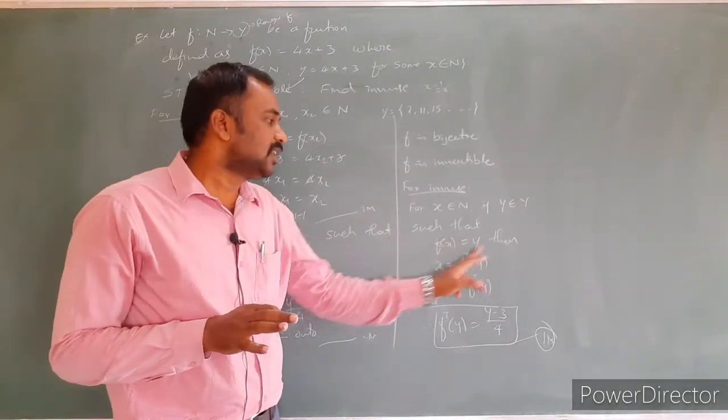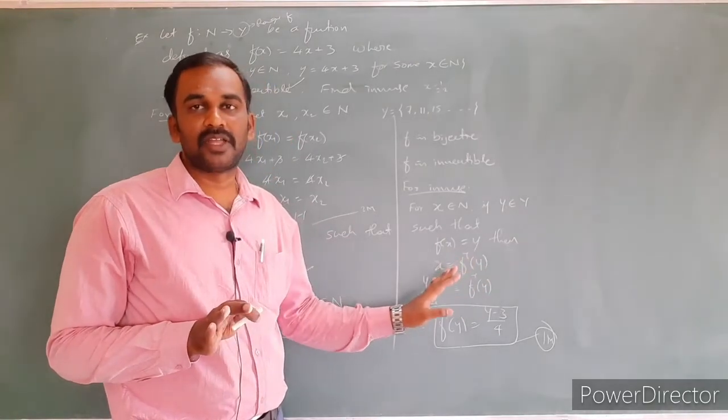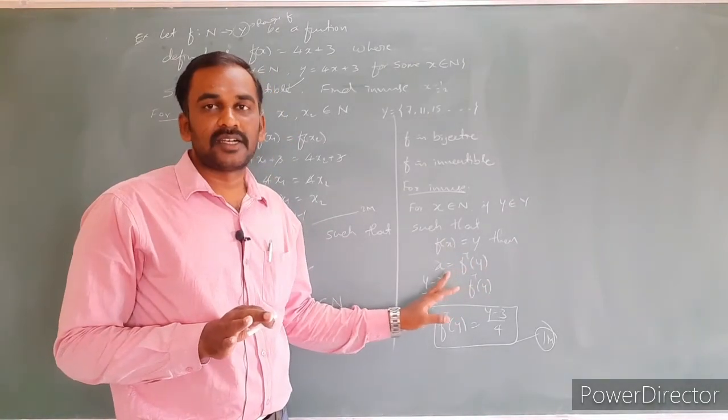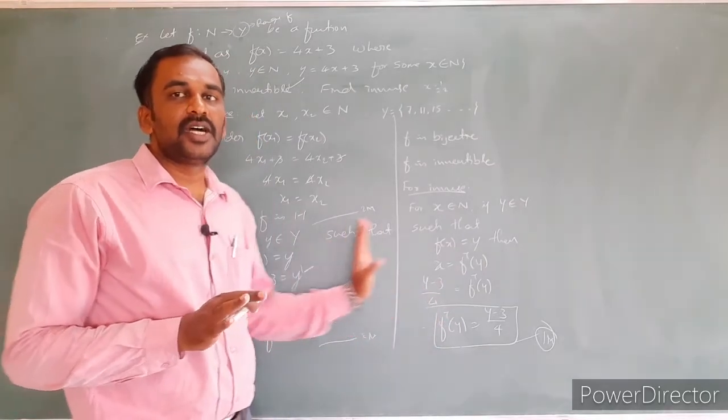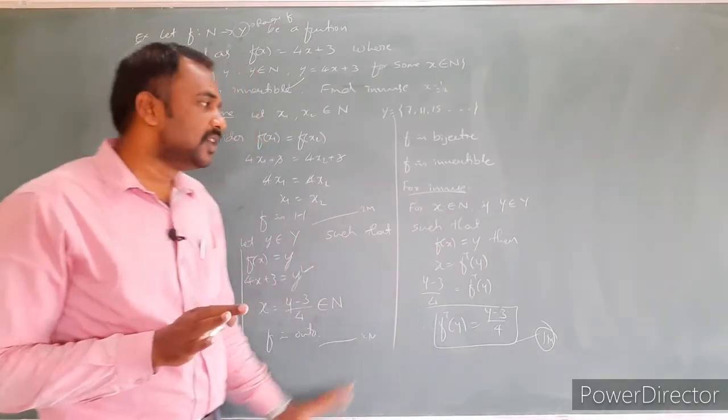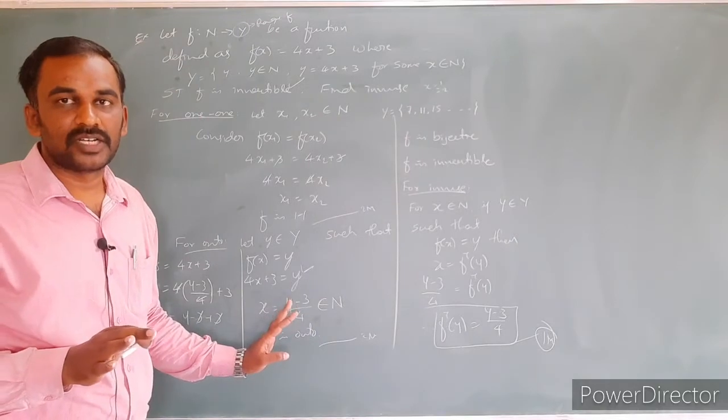Then we need to write that x is equal to f inverse of y. Only this value you need to write as an extra thing, as compared to the onto and the inverse. It is very easy to get the inverse of the function. Are you clear about this one?